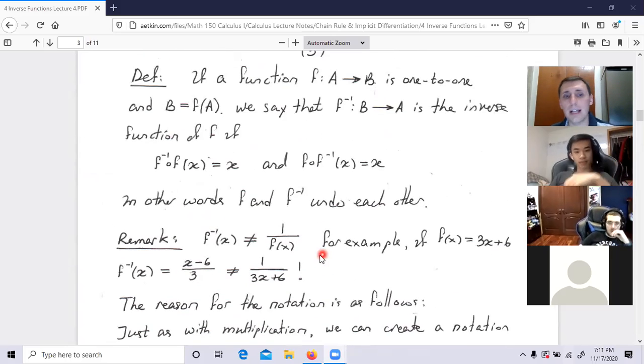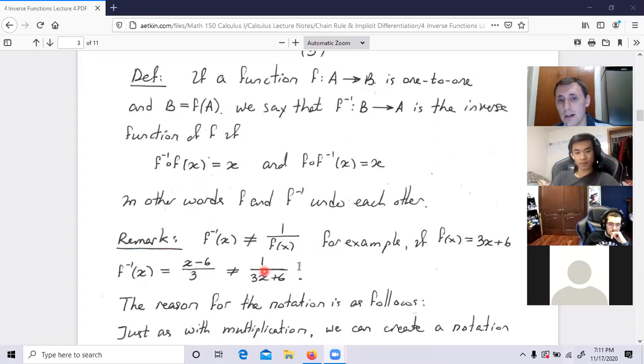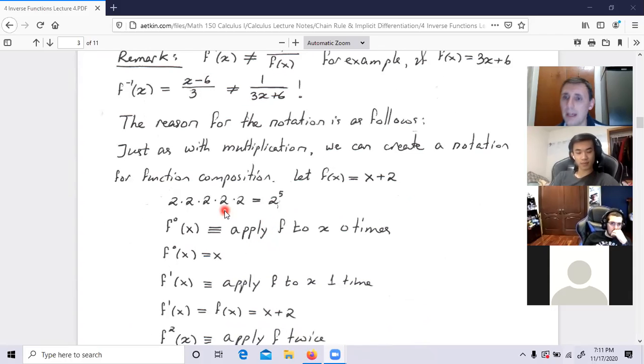So a lot of people make the following mistake. They say that the inverse function of f(x) is 1 over f(x). The reason is that they don't understand the meaning of this -1 symbol. So look at it. The inverse function for 3x plus 6 was (x minus 6) over 3, not 1 over 3x plus 6. What's the reason to use this symbol? Well, there is some analogy to multiplication. So when you have 2 to the power 5, it's 2 multiplied by itself 5 times.